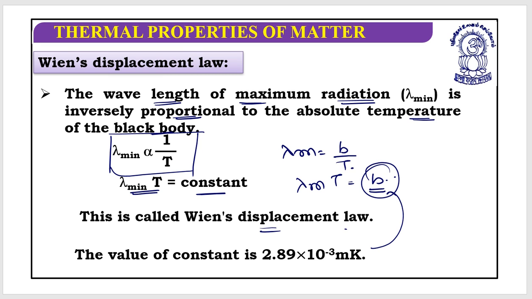This constant b is Wien's displacement law constant, whose value is 2.89 into 10 to the power minus 3 m into K. Yes, it's meter into Kelvin, that you understand. This is meter, this is Kelvin. So it is as simple as that: lambda is inversely proportional to 1 by T. That's it, it is over.